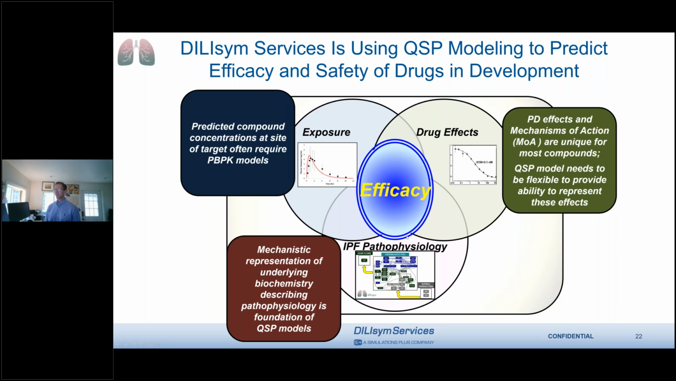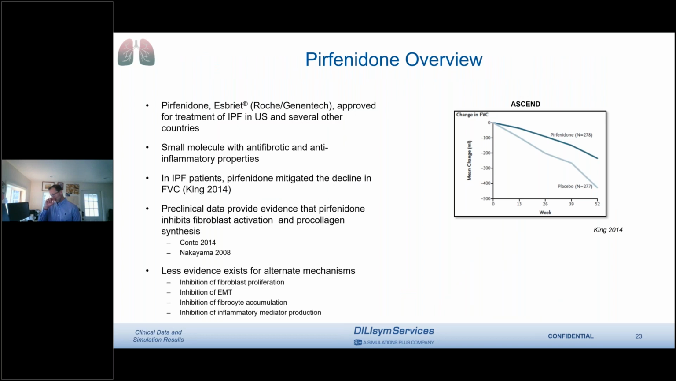And so again, we apply those methodologies, and in that Venn diagram, that center overlay is where we're able to predict efficacy. I'll describe how we've represented and simulated the two standards of care, pirfenidone and nintedanib, and give a general description of how you would represent a novel treatment, one that isn't already included within IPFsym. So pirfenidone is on market.